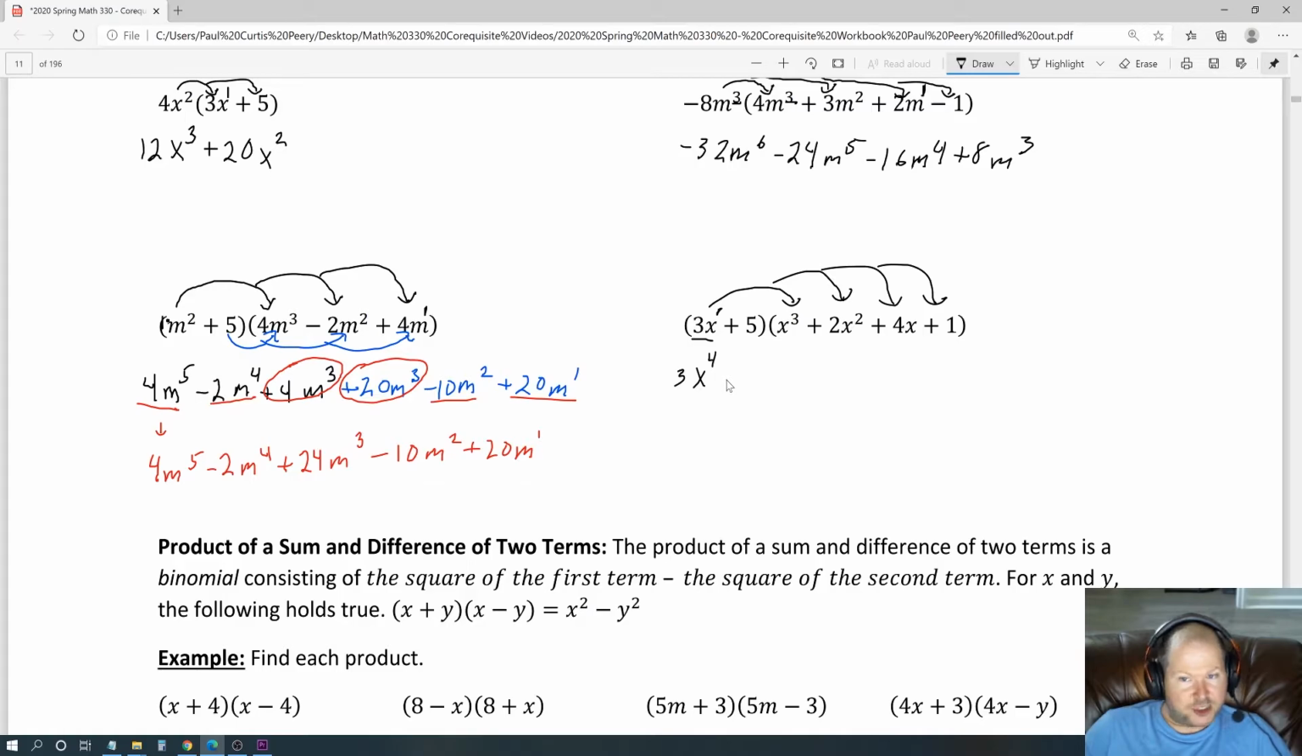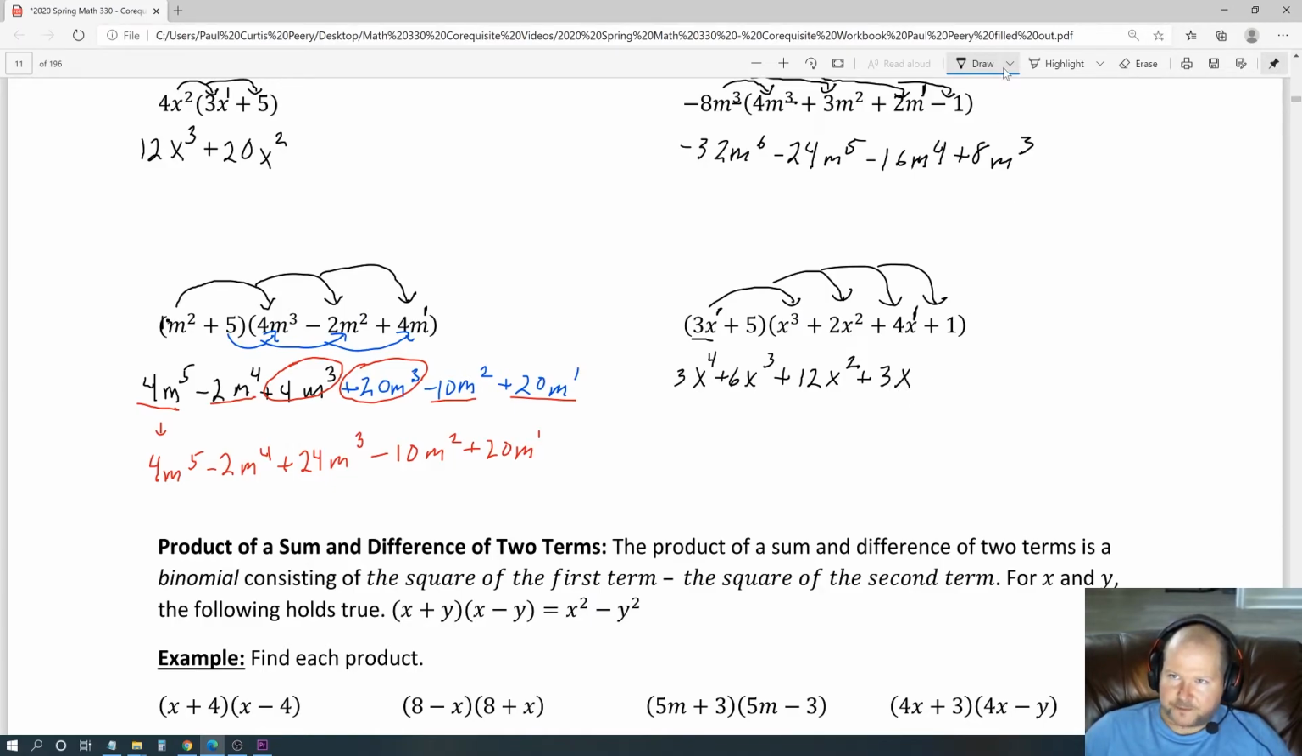Okay, so next we move on to the next one. 3x to the first power times 2x squared, or 2x to the second power. So 3 times 2 is 6, and x to the first times x to the second, 1 plus 2 is 3. Then we move on to the next one. So we say 3 times 4 is 12. We say x to the first times x to the first. There's an understood 1 there. We're going to say 1 plus 1 is 2. Then we say 3 times 1 is 3. And we also have the x. So basically 3x times 1 is just 3x.